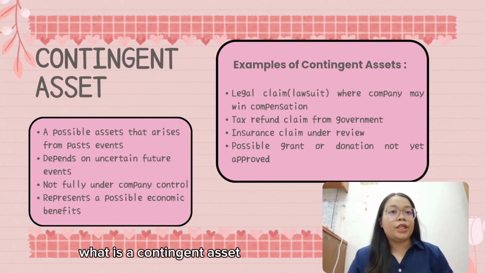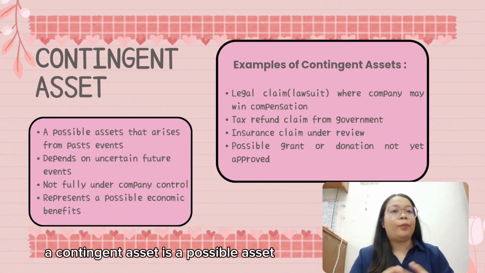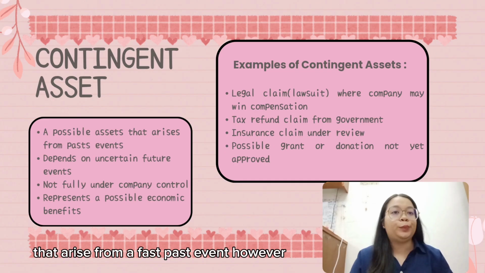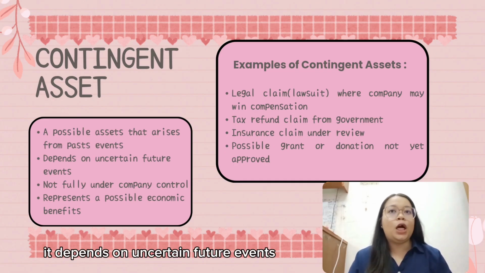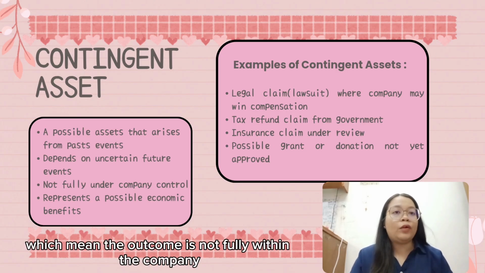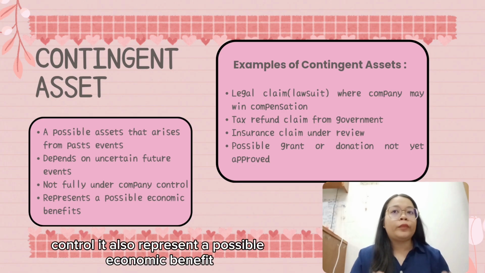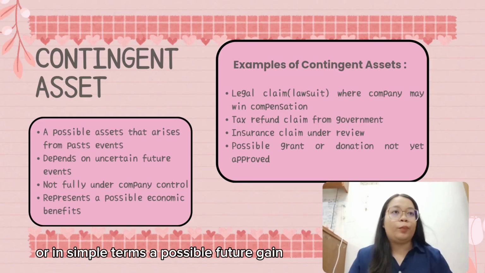What is a contingent asset? A contingent asset is a possible asset that arises from a past event. However, it depends on uncertain future events, which means the outcome is not fully within the company's control. It also represents a possible economic benefit, or in simple terms, a possible future gain.